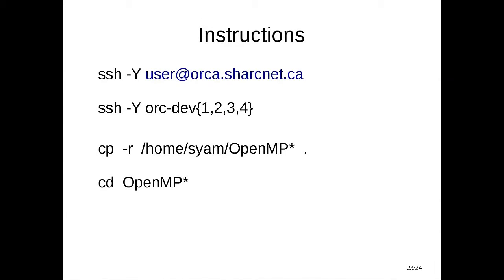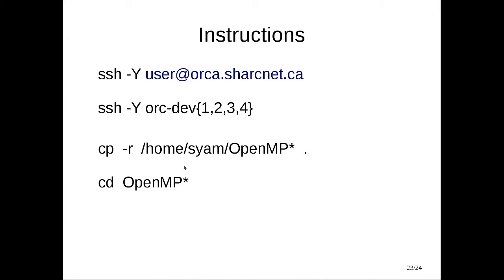And for those few of you who already have the X window client set up, you might want to consider following my live demonstration by doing it in parallel yourself. So only for those of you who already have X window client. So what you do now, you use your SSH window, ssh -Y user@orca.sharcnet.ca, replace user with your username. Then you use one of those development nodes.